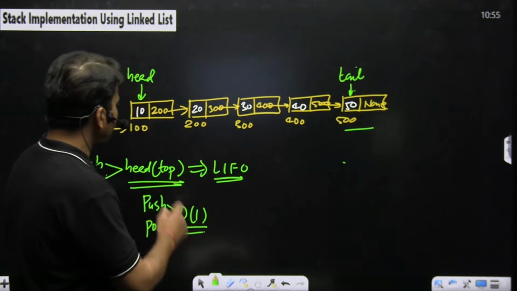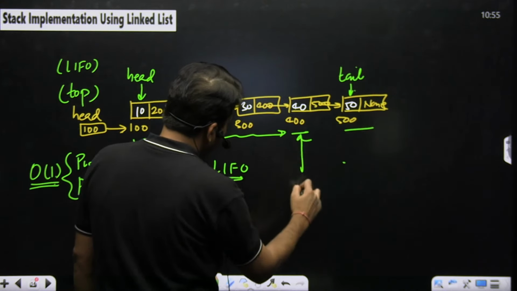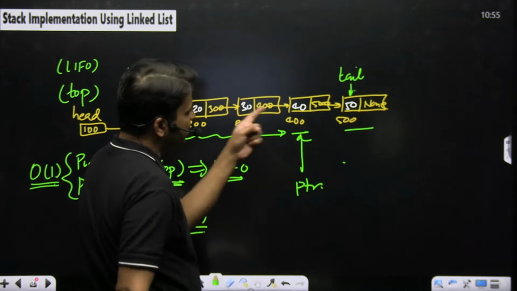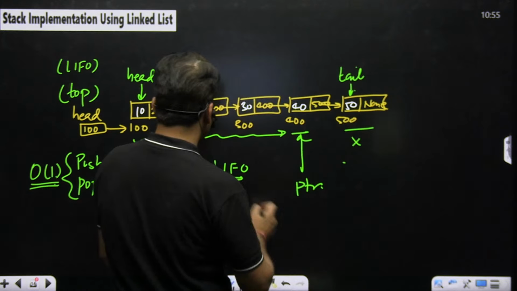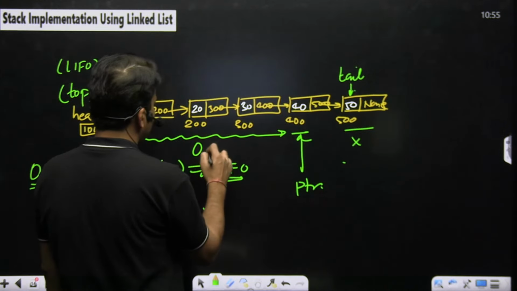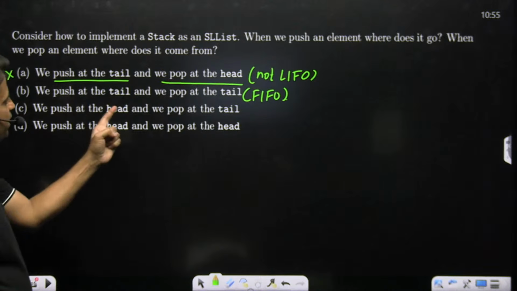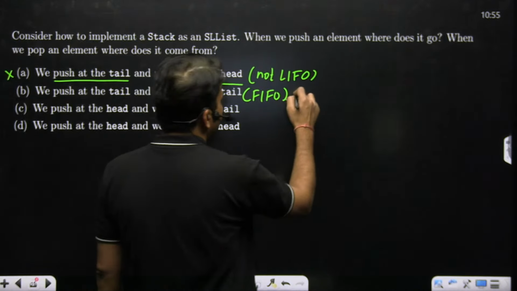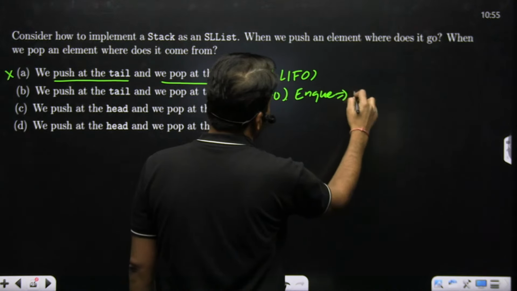Sir, you have to traverse this linked list and set one pointer here. After this, when ptr.next equals None, then you can delete this. Then what is the time complexity for this, student? Sir, order of n. So this is the problem. B: push at the tail and pop at the tail, then the cost of the operation, push, is order of 1.